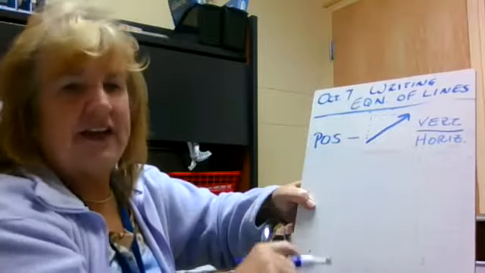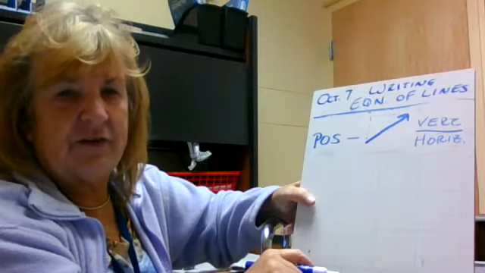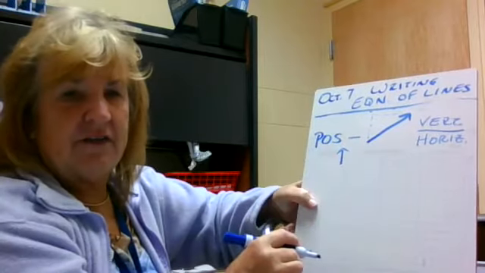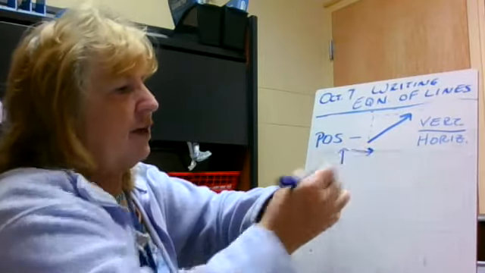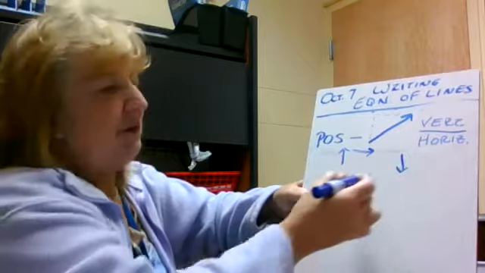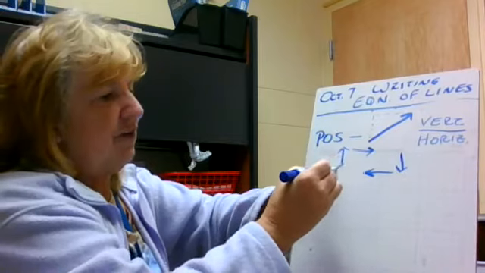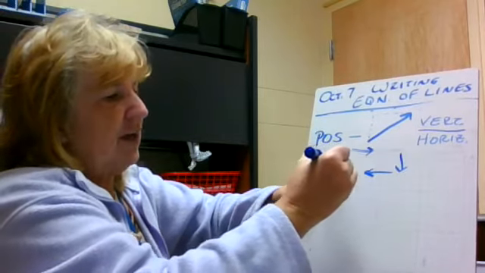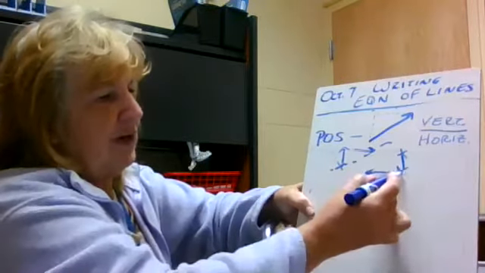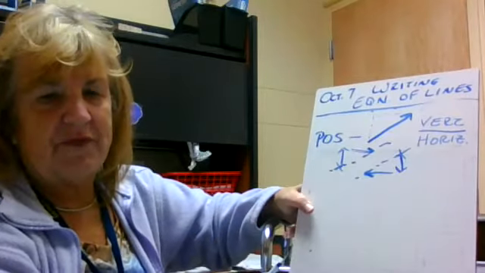And when a line rises, that means this fraction simplifies to a positive fraction. So it may move up, which is positive, and then move to the right, which is also positive, or it may move down and it may move to the left. But if you started here and you moved up and to the right, you have a line that looks like that. If you started here and you went down and to the left, your line looks the same. It rises.